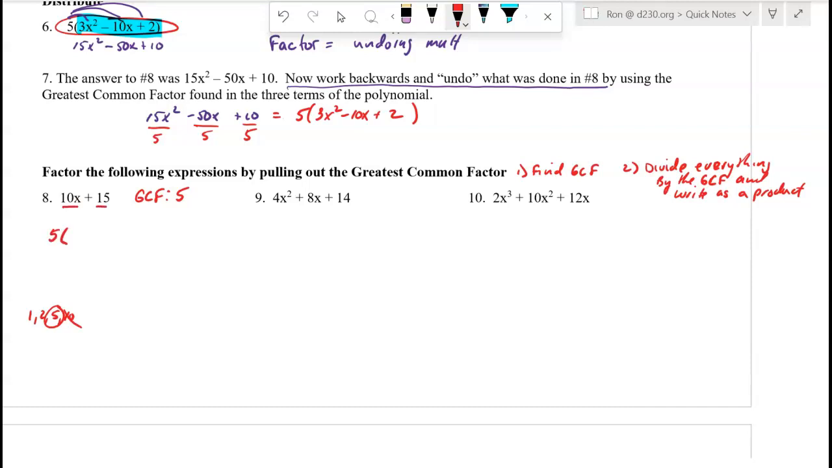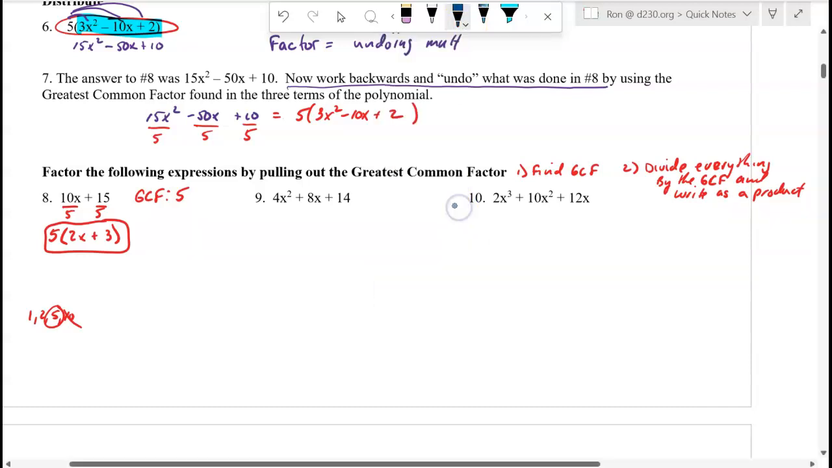and all I'm going to do is divide each of these terms by 5 to figure out what goes in the parentheses. 10x divided by 5 is 2x. 15 divided by 5 is 3, so plus 3. And this is how we factor out the GCF. How can I check my answer? Well, what's 5 times 2x? 10x. 5 times 3 is 15.